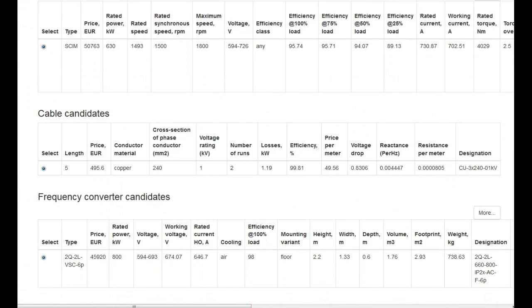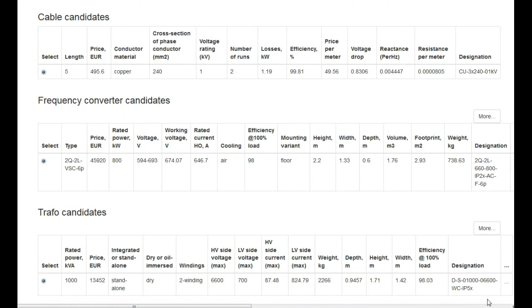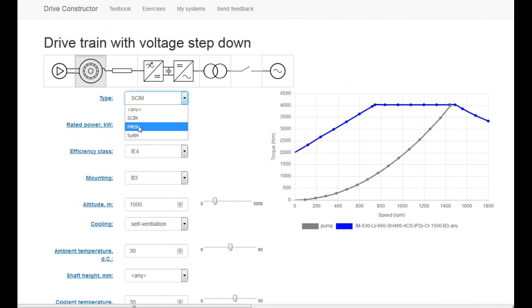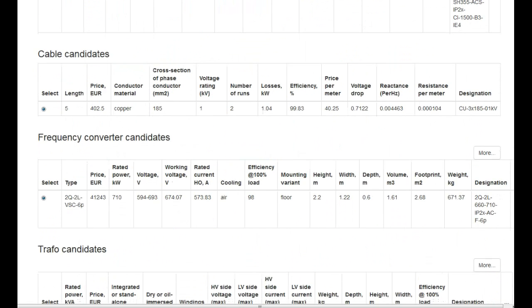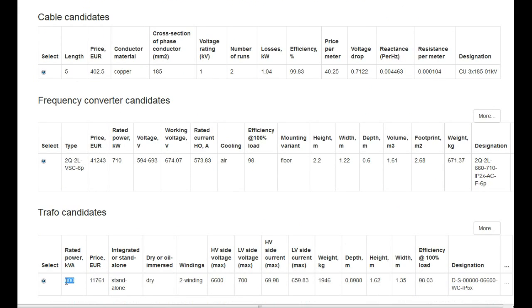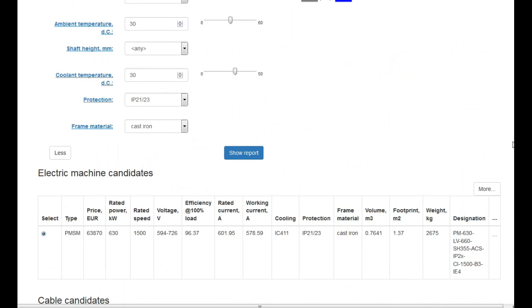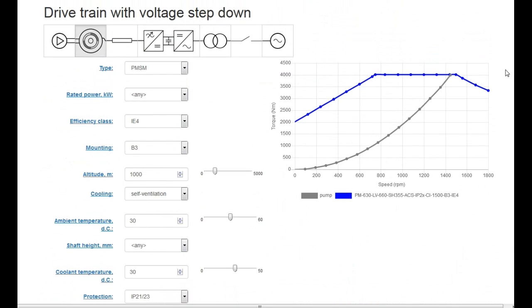But we now can check what dimensions the frequency converter and the transformer have. So you see the transformer is 1000 kVA, and here you just see the dimensions. But if we now try a different machine type, permanent magnet instead of induction, you see the rated power of the transformer went down. We can see this dependency between the type of electric machine and the power rating, size and weight of the transformer.